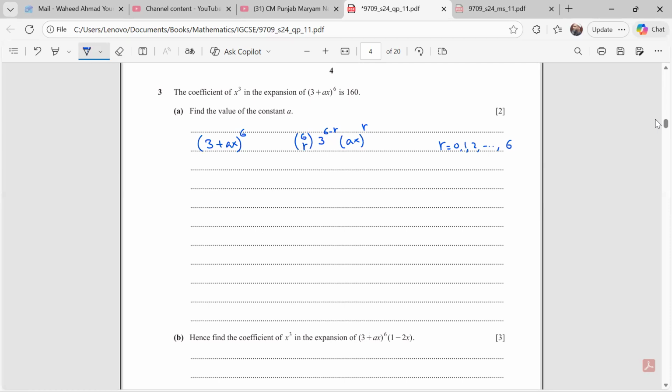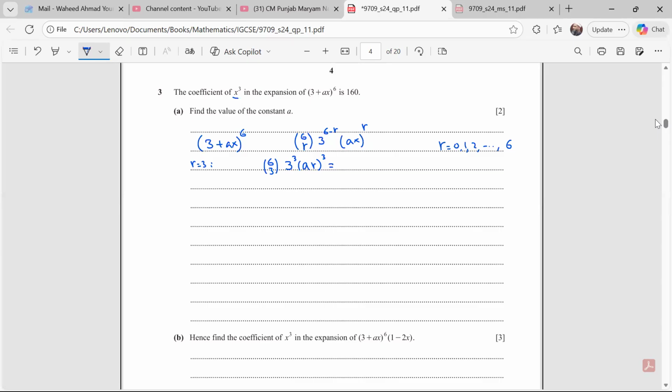When r is 0, we have 3^6 and (ax) to the power 0. But gradually the power of 3 will decrease and the power of ax will increase. Anyway, we are trying to look for the term which has x^3 in it. So x^3 will be there if r is 3. So I will take r equal to 3. Then we have 6C3, 3 to the power 6 minus 3, which is 3, and (ax)^3 again.